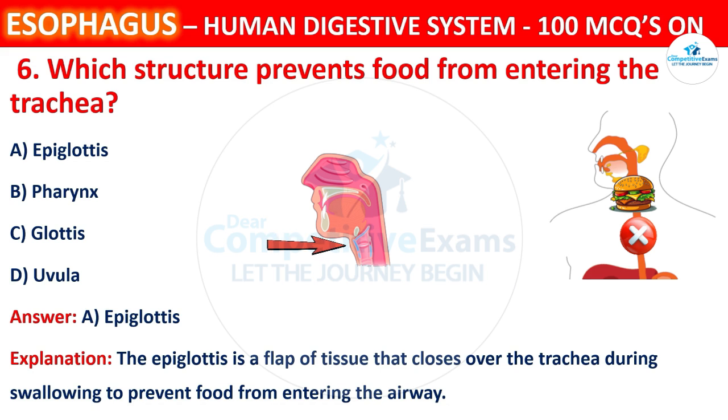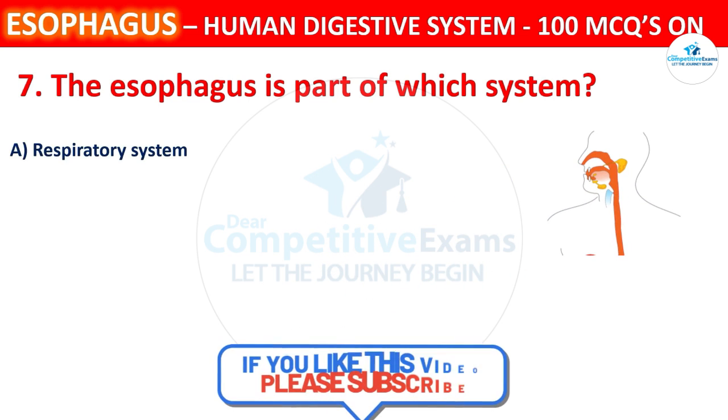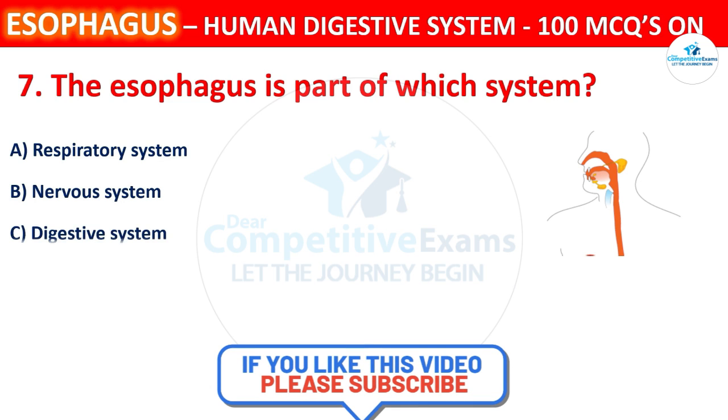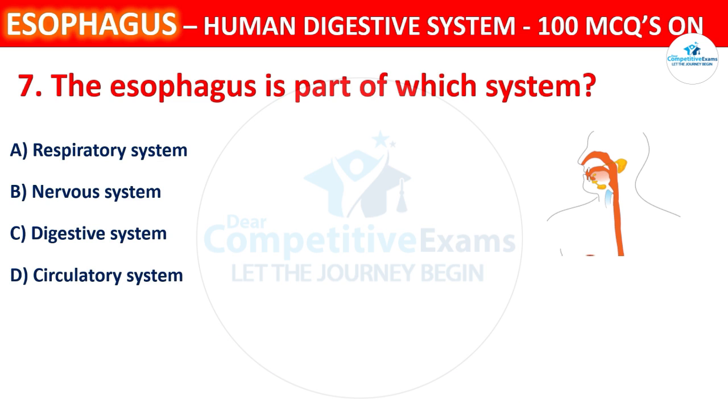Question number 7. The esophagus is part of which system? Your options are respiratory system, nervous system, digestive system, or circulatory system. The correct answer is C, that is digestive system.